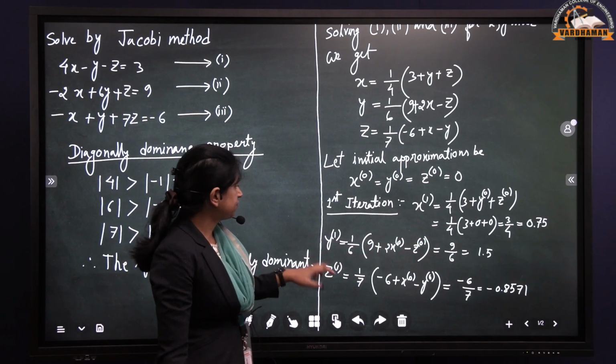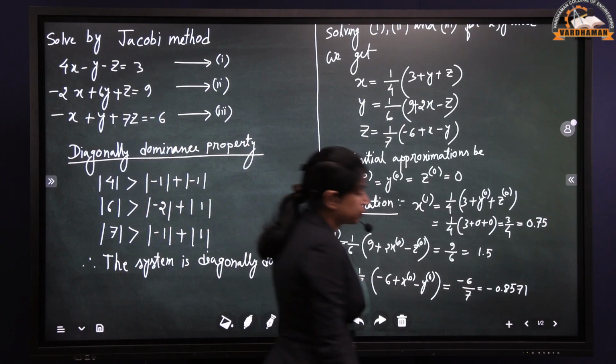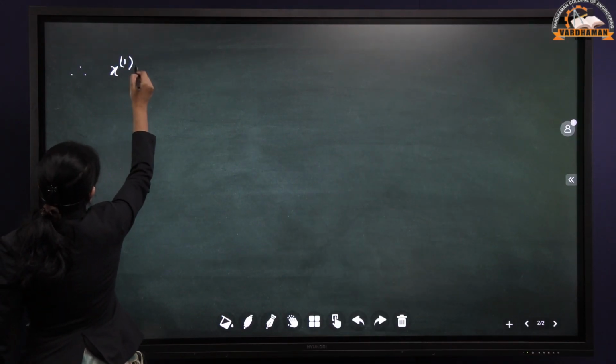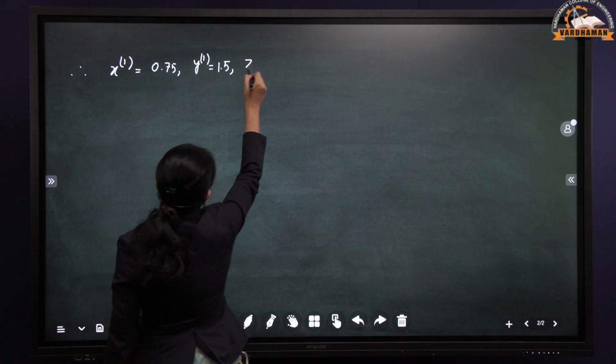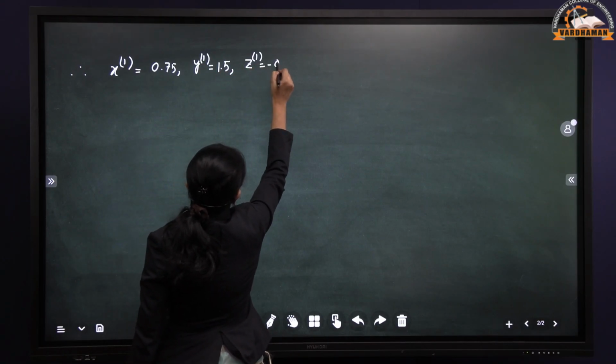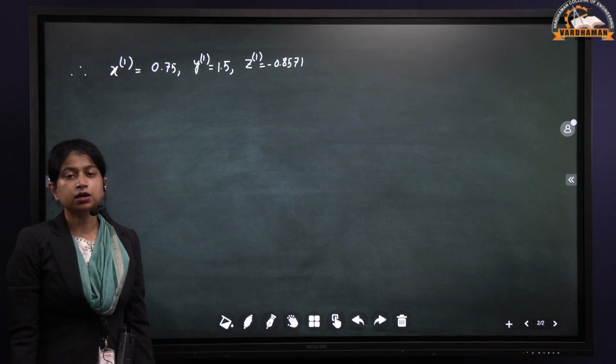x1 is 0.75, y1 is 1.5, z1 is minus 0.8571. Therefore x1 is 0.75, y1 is 1.5 and z1 is minus 0.8571. This is the first approximate values.